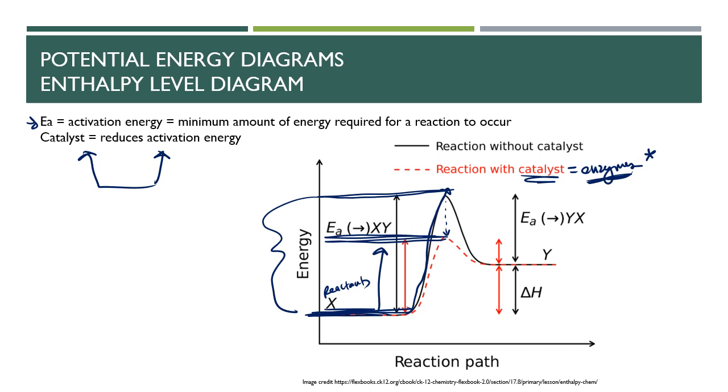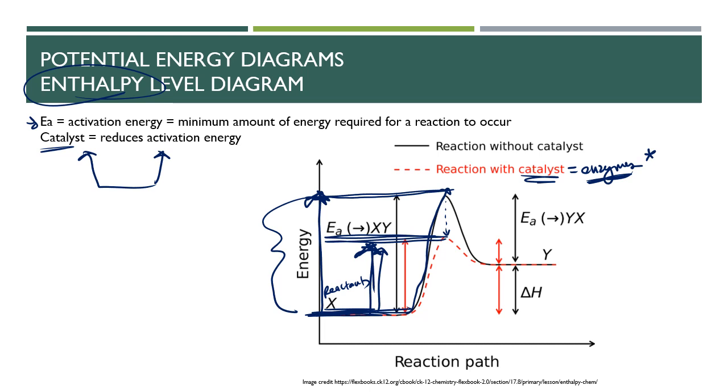So those catalysts reduce the activation energy. We can show that on a potential energy diagram. Sometimes we call these enthalpy diagrams. Notice that the activation energy without the catalyst is way up here. With the catalyst, it is lesser, it's right here.